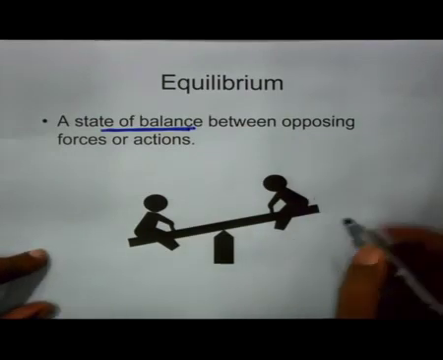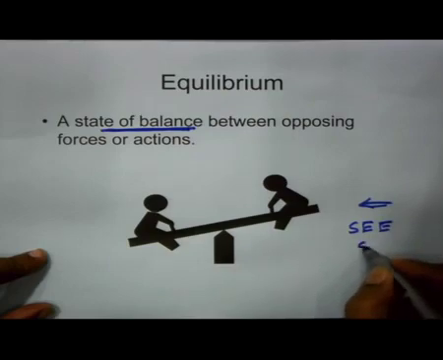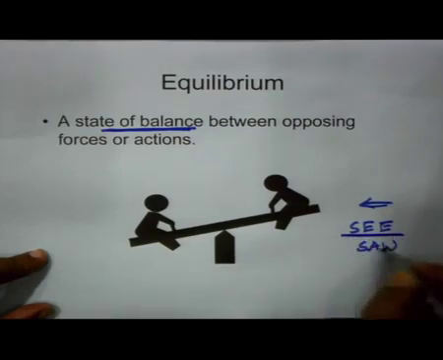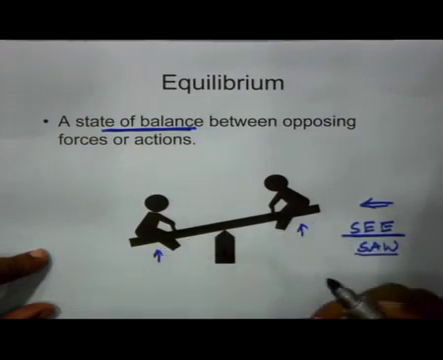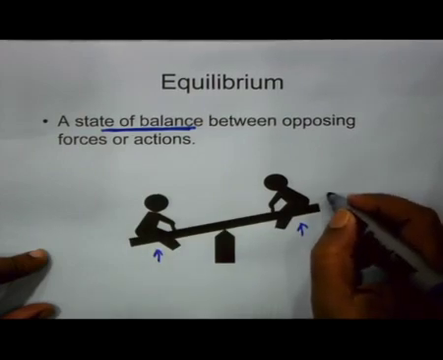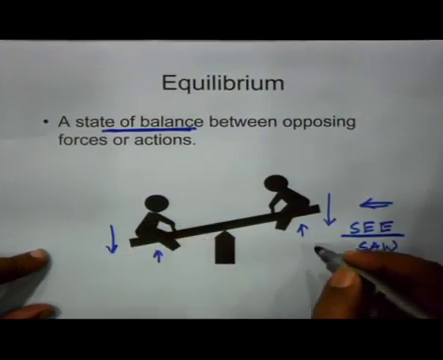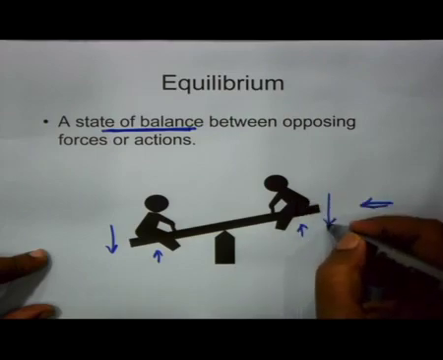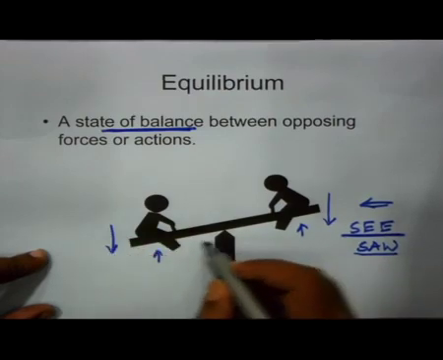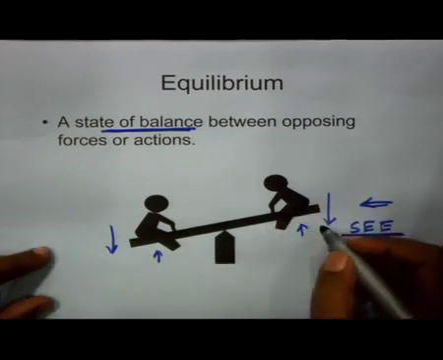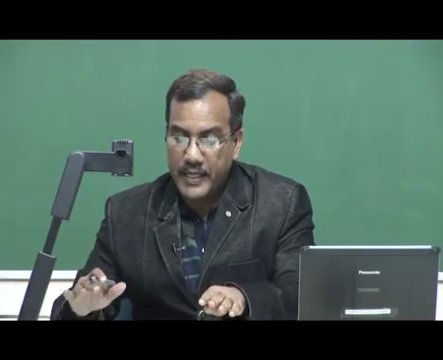So, if we take the case of a seesaw, here you see on both sides there is a person sitting, and they are exerting force. This person exerts force in this direction and this person exerts force in this direction. They will get a balance only when the forces are equal. Here there is a balance between two opposing forces and we can get equilibrium.